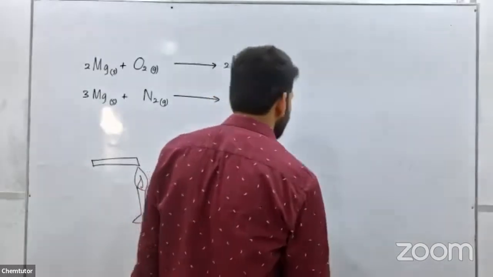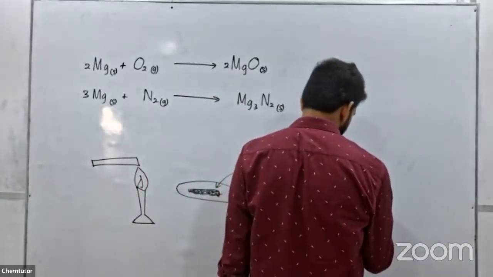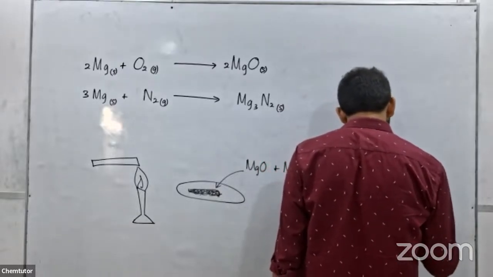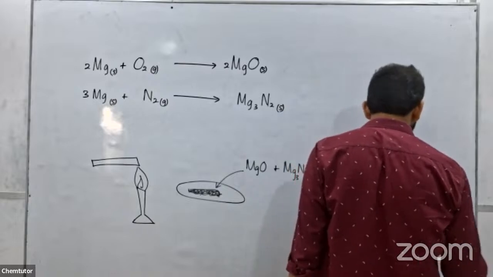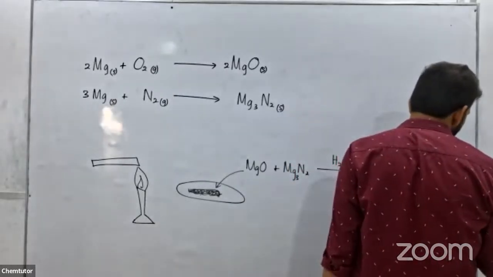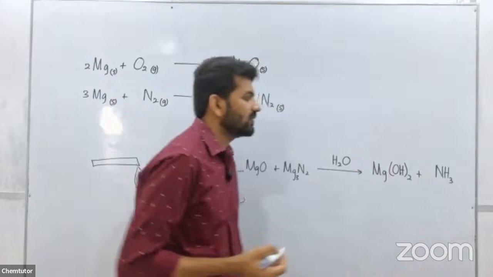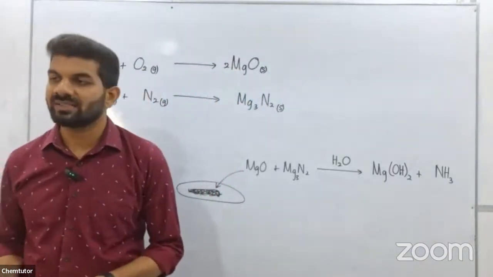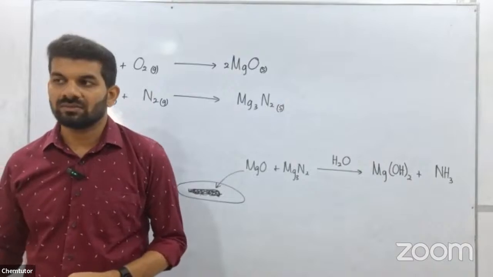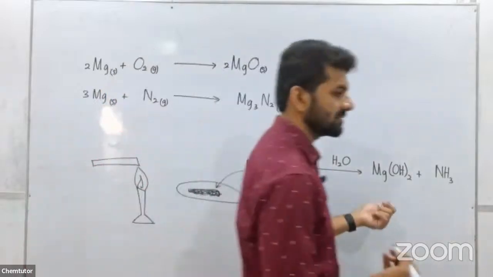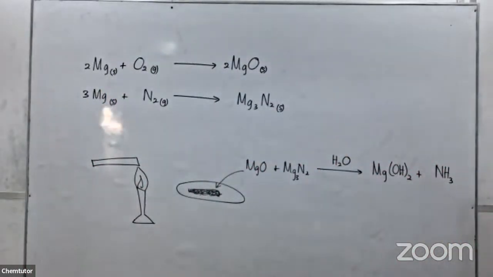Once this mixture is treated with water, it will give a white gelatinous precipitate, that is Mg(OH)2, and ammonia gas will be given. Is it clear? So therefore, you will observe the formation of a white gelatinous precipitate with a smell of ammonia gas. You will feel the smell of ammonia gas that is released. Is it clear? Right. So that is it. Got it?